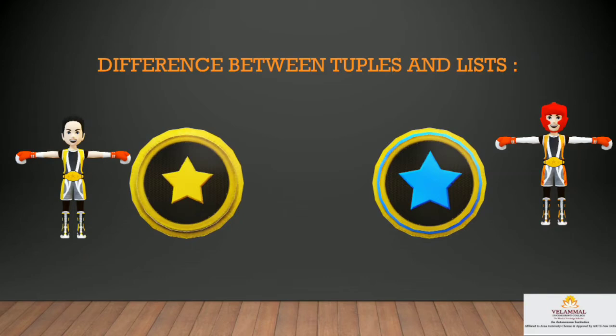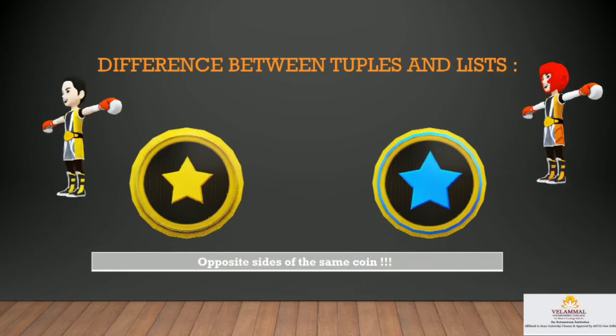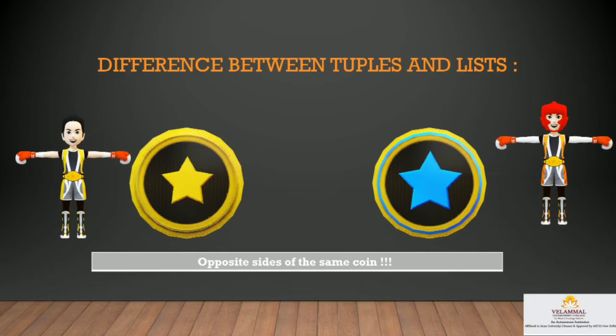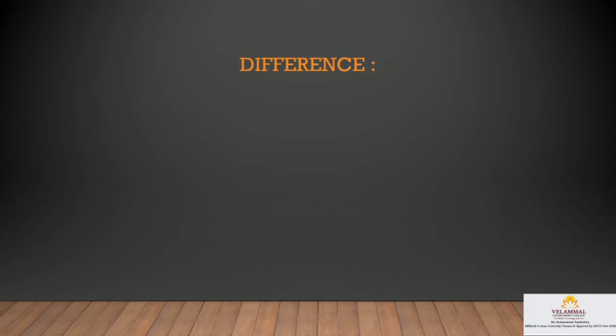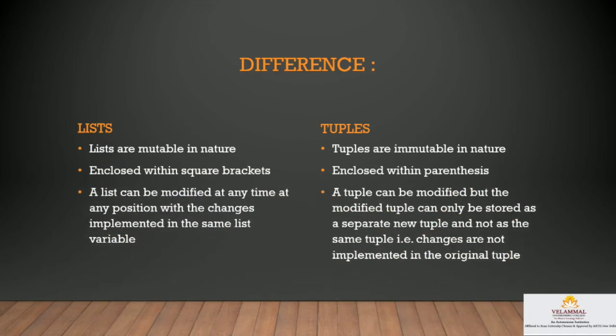So as I said, they can be considered as two faces of the same coin. That is, they only have certain differences, but they are more like just the same. To be exact, I will classify lists on the left hand side and tuples on the right hand side and give point by point the key differences. First, lists are mutable in nature and tuples are immutable in nature. Lists are enclosed within square brackets and tuples are done using parentheses.